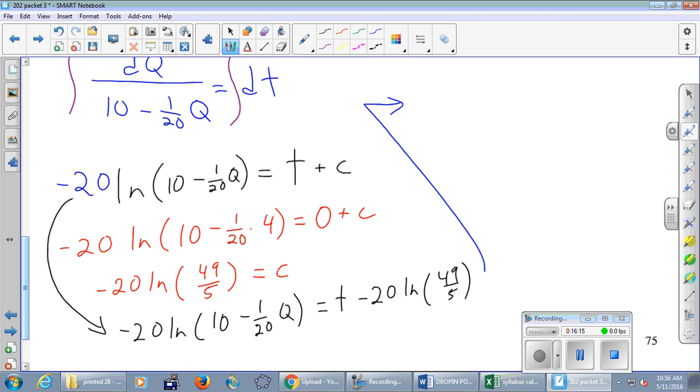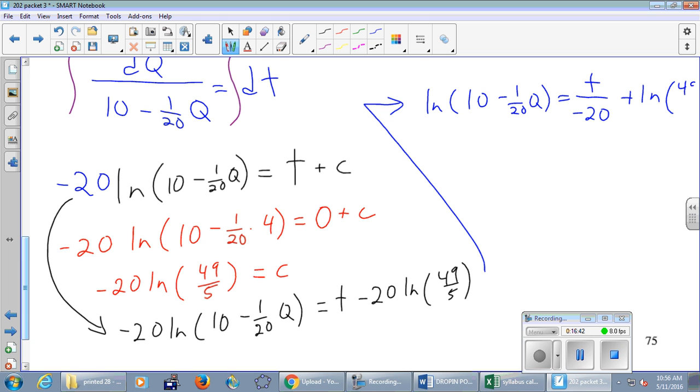And while we're at it, I see a -20 here in the C part. So I'm just going to split this guy up so I can cancel that -20. So I'm imagining -20 underneath both terms on the right-hand side. So we get ln 10 minus 1/20th Q equals, so dividing by -20, and then dividing by -20 makes us a plus ln of 49/5. Is that all right?